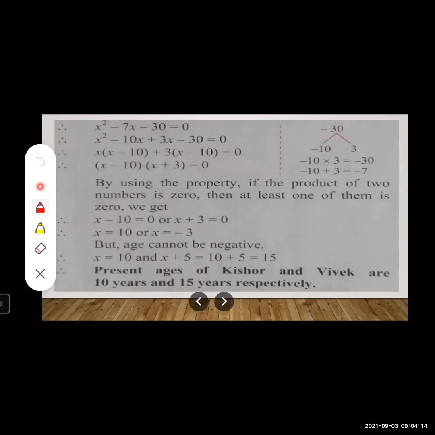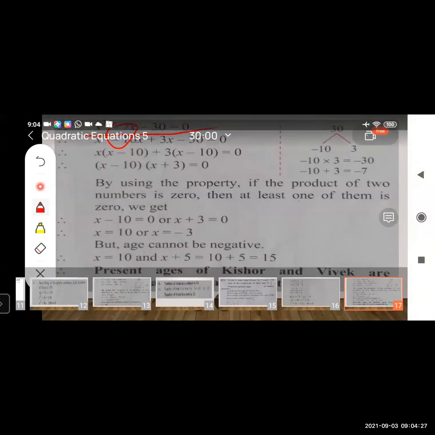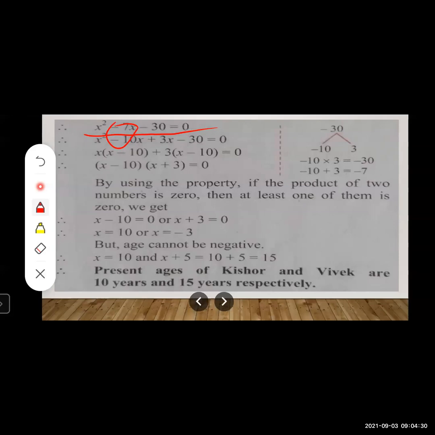So what you are getting here, this step, x square minus 7x minus 30 is equal to 0. Now see, what is the middle term? Minus 7, yes. What is the last term? Minus 30, right? Now, how will you solve this quadratic equation? By two methods. We are not going to use the completing square method because this particular method has been omitted for this particular year, right? So we are going to use only two methods. Which two methods? Formula method or factorization method.